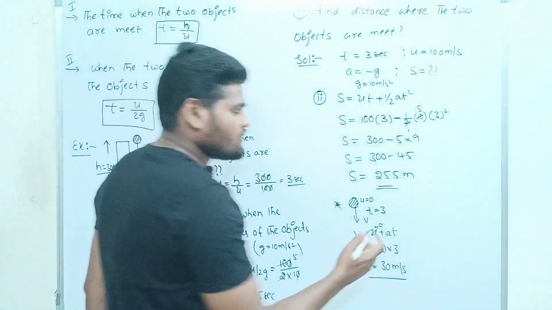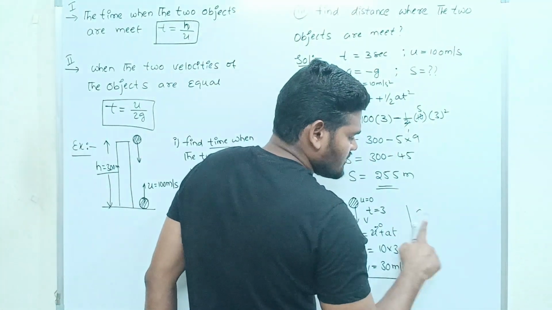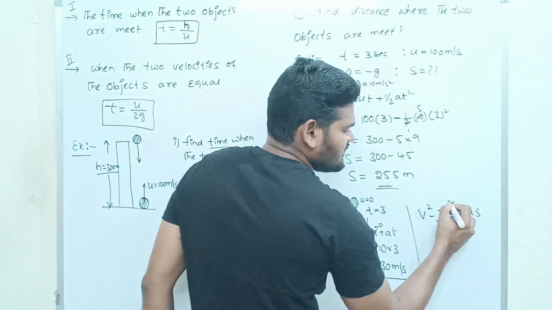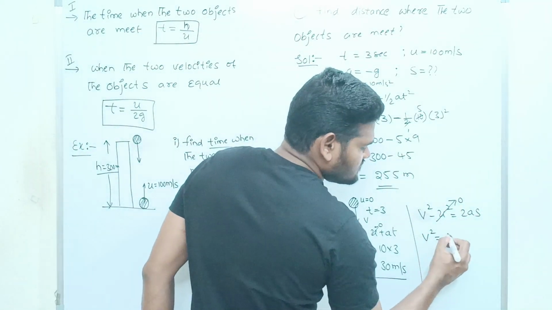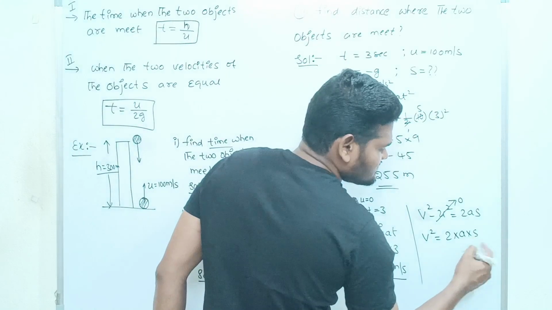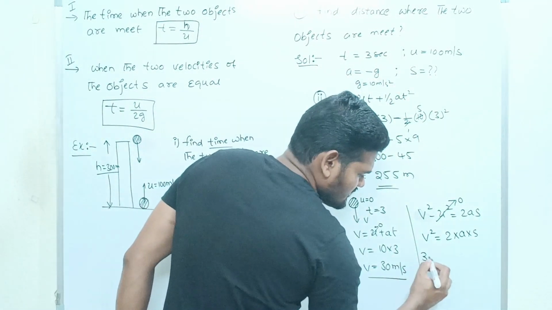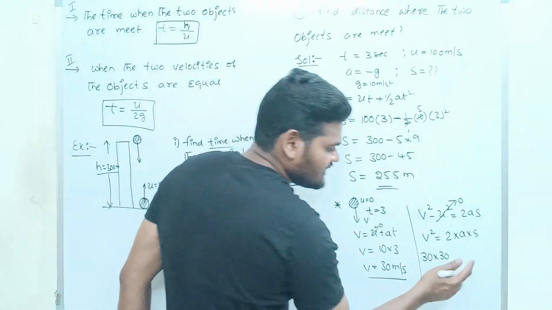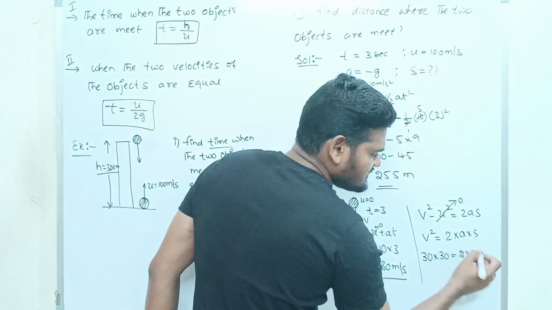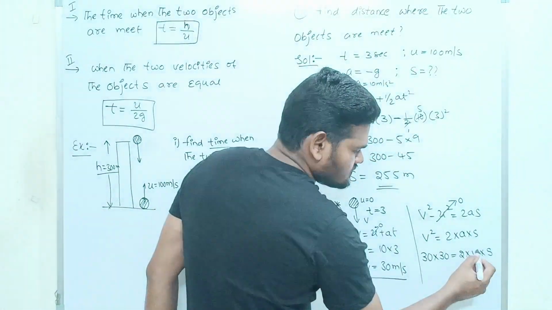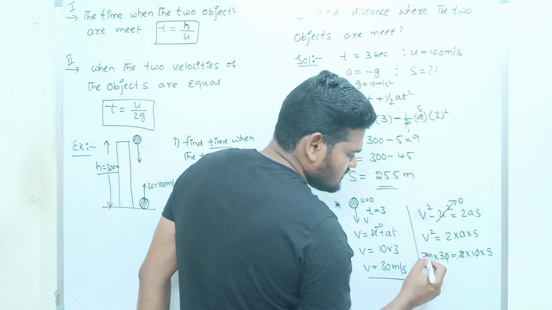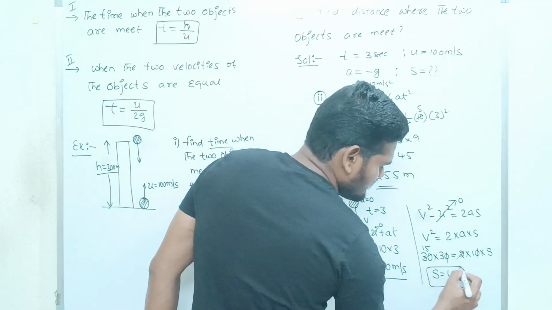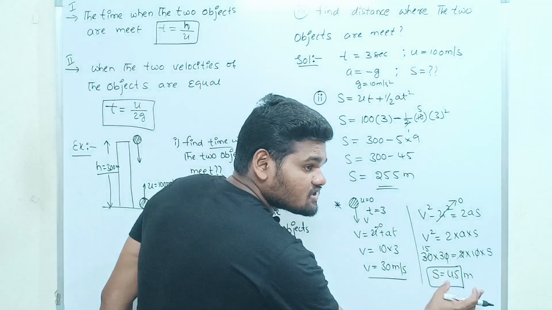Now we have to find the displacement. So displacement s is equals to what? I am using this equation, that is v square minus u square is equals to 2as. Initial velocity is 0, so v square is equals to 2 into a into s. v is 30, so v square is equals to 30 into 30. This is equals to 2 into acceleration value 10 into s. So 10 and 10 cancel out. 2 1s are 2, 15s are 15, 3s are 45. So we got s is equals to 45 meters.